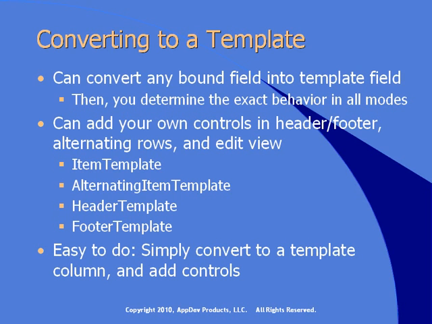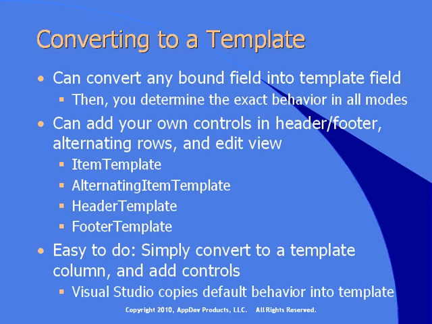All you do is simply convert the column to a template column and then add your own controls. Visual Studio copies the default behavior into this template, so you don't even have to do any work. Nothing changes in the normal behavior. You can then alter the normal behavior if you need to. Well, let's go add a drop-down list to our edit item template. So when we're editing a user, we can get a drop-down list of countries for that user.